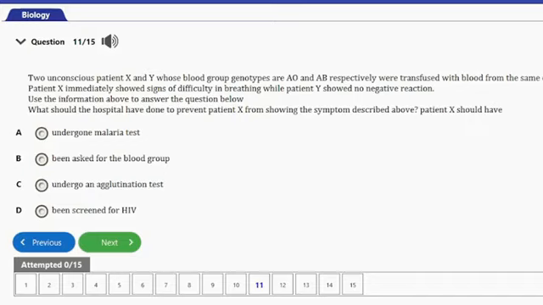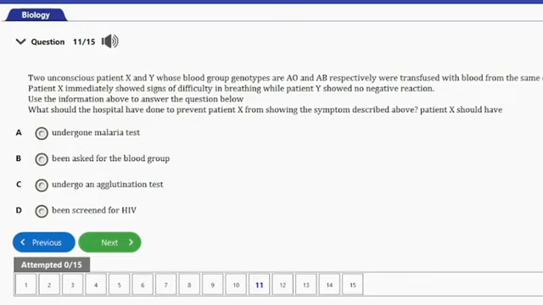Patient X should have A, undergone malaria tests, B, been asked for the blood group, C, undergo an agglutination test, and D, being screened for HIV. So guys, the answer to this question is option C here, and that's undergo an agglutination test. The hospital should have performed an agglutination test on the patient X.